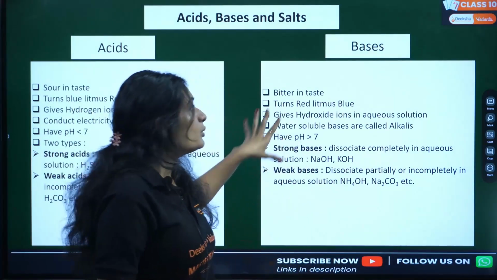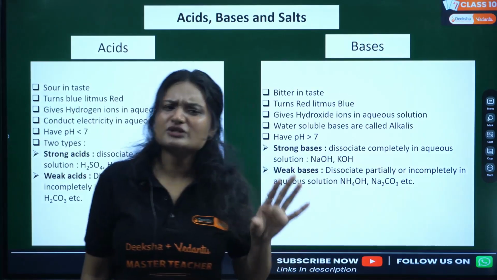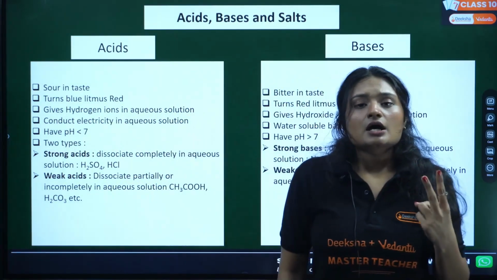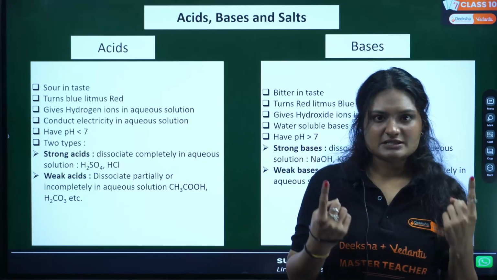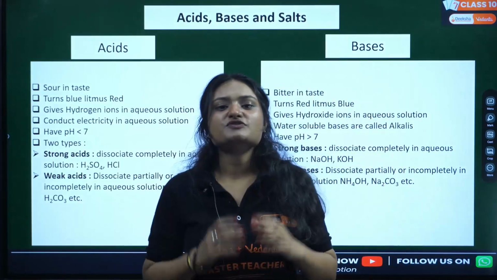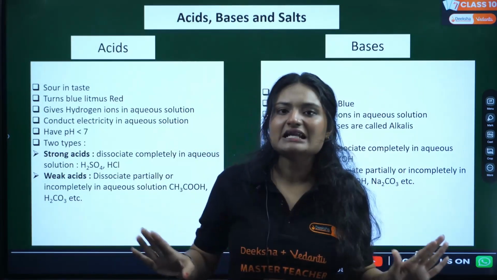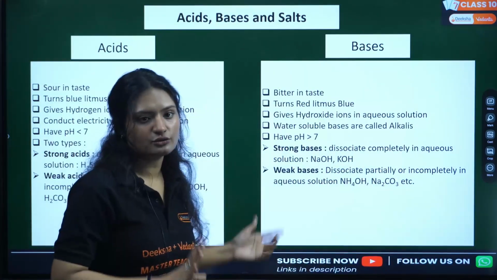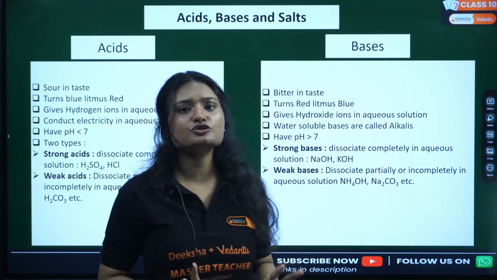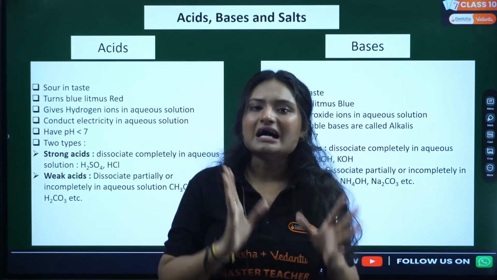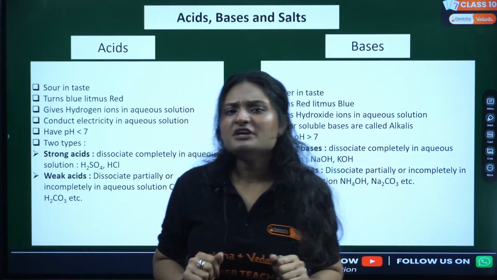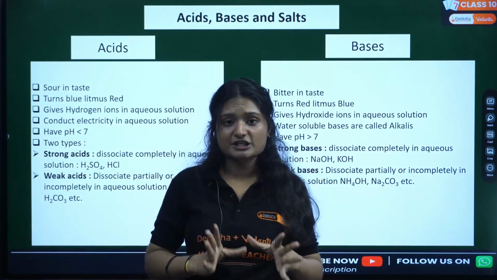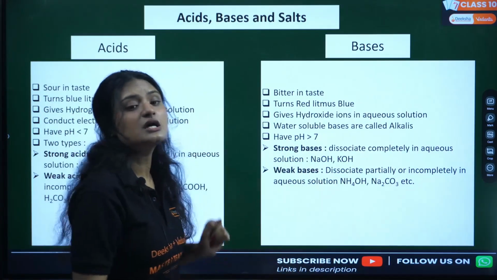Now, what about pH? Bases have a pH greater than 7. Similar to acids, we have two types of bases, strong bases and weak bases. Strong bases are those bases which dissociate completely in aqueous solution as OH negative ions and the respective cations. In aqueous solution, bases give OH negative, hydroxide ions. What about weak bases? Weak bases are those bases which dissociate partially or incompletely in aqueous solution.